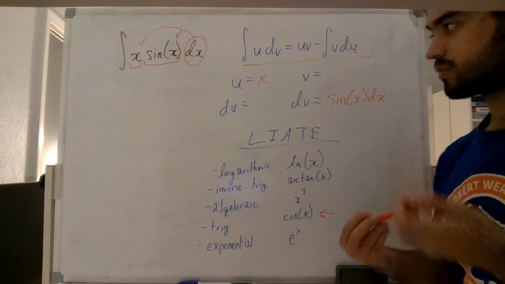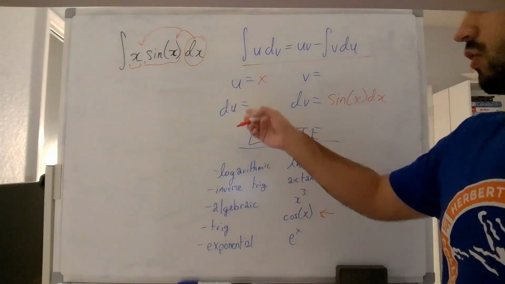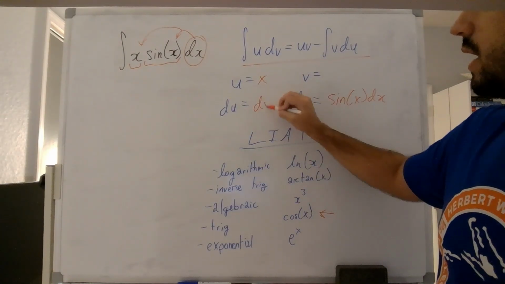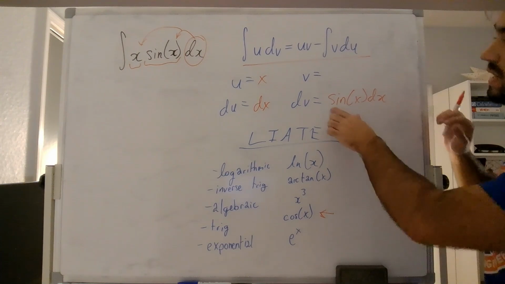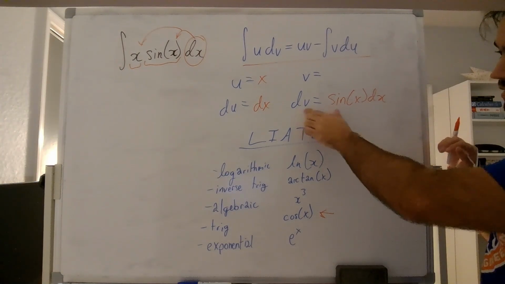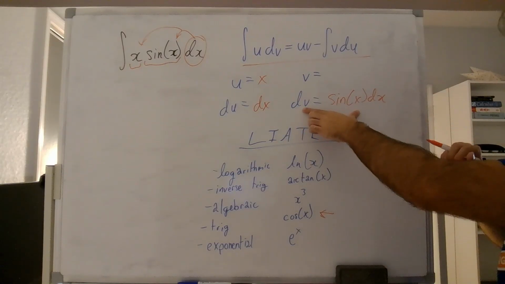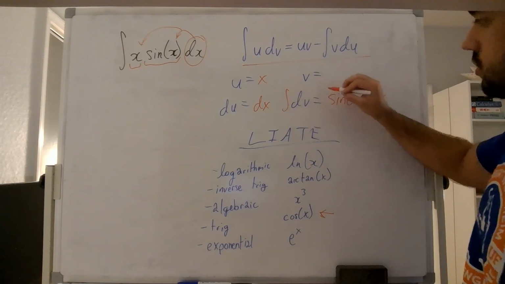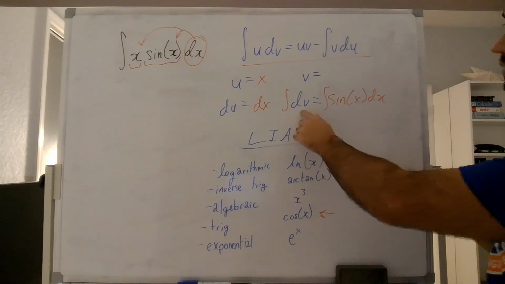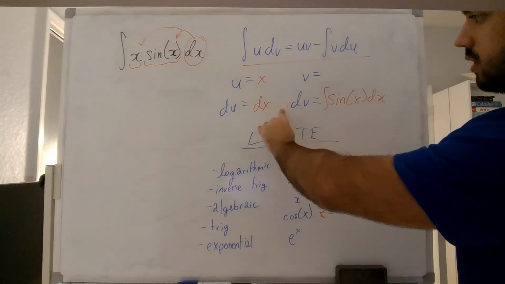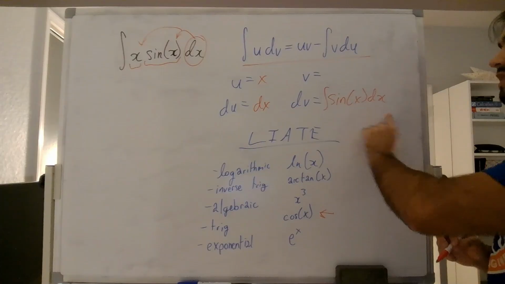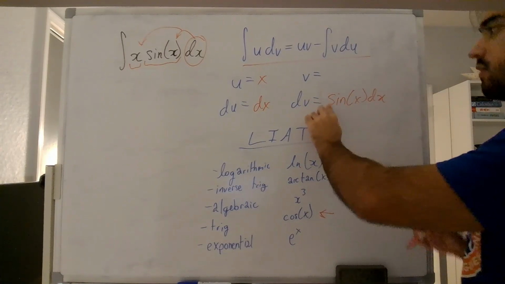Now, what we can do is we can take the differential of u, that'll just be dx, and we can integrate both sides. If we just do the integral sign, the integral of dv is just v, okay, and then the integral of sine of x dx is negative cosine of x.